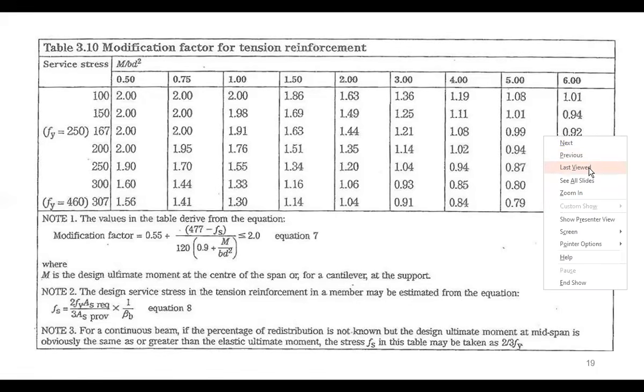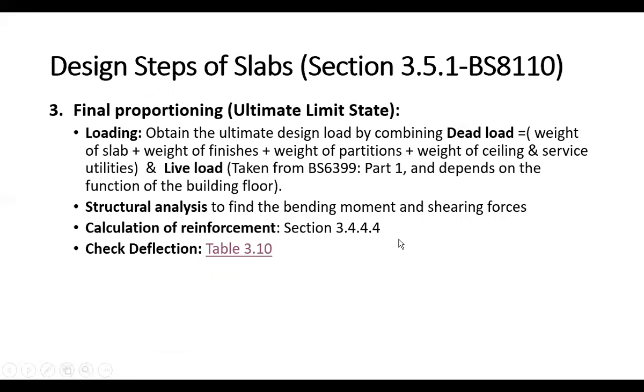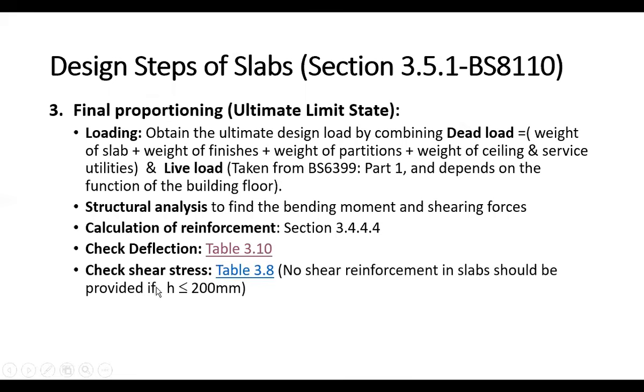So once you check your deflection and you find it's safe, we also have to check for shear. Checking for shear is similar to the shear checks that we did for beams. But you have to keep in mind that no shear reinforcement in slabs should be provided if the H is less than or equal to 200 millimeter. So if the thickness of the slab is less than or equal to 200 millimeter, you cannot add shear reinforcement. So what can you do if the shear is not safe? The only choice in this case is to increase the H, to use more H, because if the H is less than 200, it is not allowed by the code to add shear reinforcement.